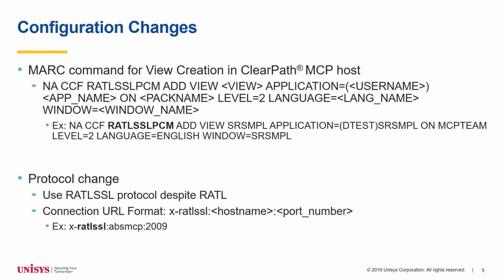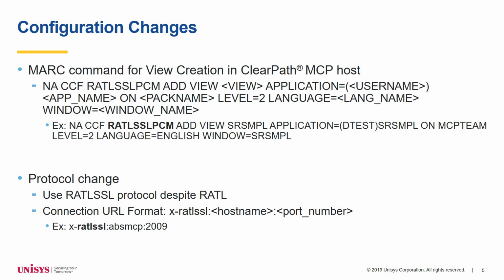So when we set up RATL TLS, there is a slight change in the mark command. Please observe the change in the view. Here we specified RATL SSL PCM. It's a keyword actually, but in the backend we are using the TLS protocol. And then the rest of the commands are the same. After creation of the view, the same name should be configured in CE client properties.